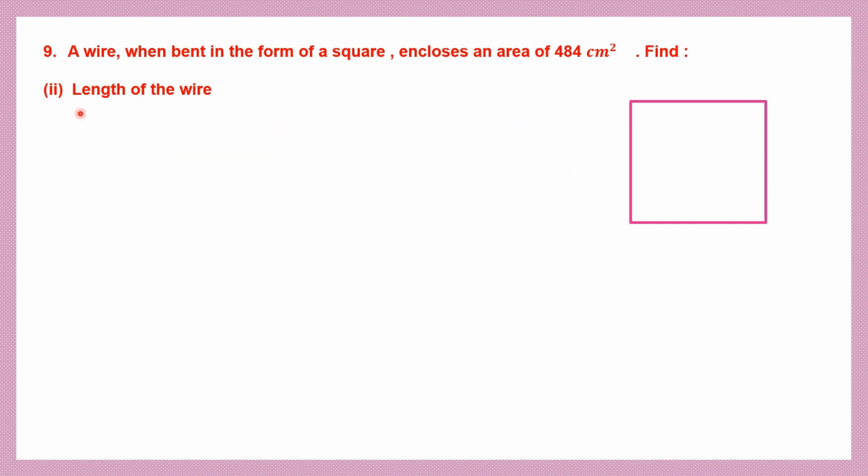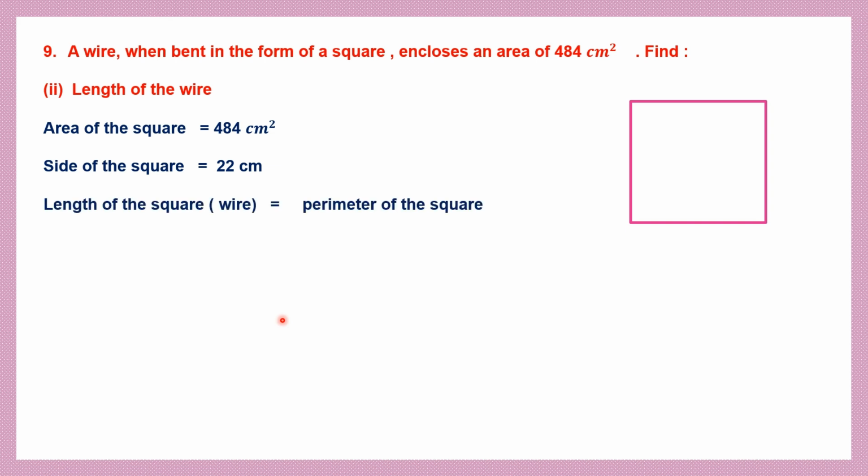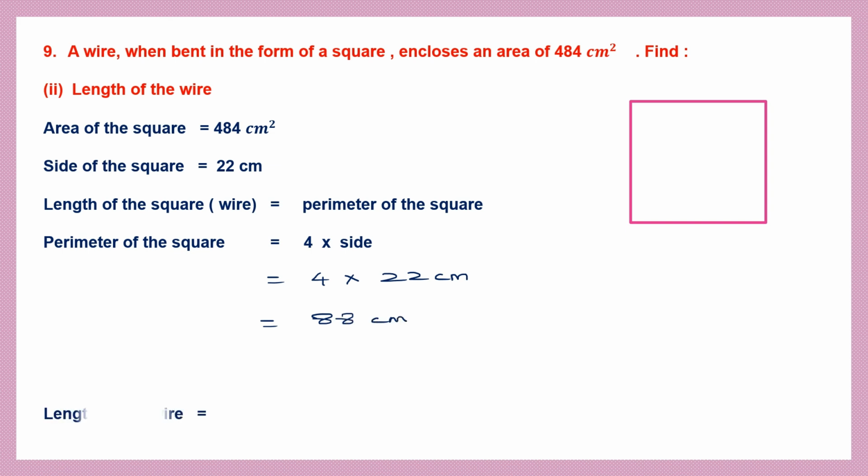Now let's go to the second. Now we've been asked to find the length of the wire. So the length of the whole wire is what is here, the square. That means we're talking about the perimeter. But what have we been given? We've been given the area, and we know the side of the square, and length of the wire is actually the perimeter of the square. And what is the formula to find the perimeter of the square? It is 4 into side. So let's do that. So perimeter is 4 into side, that is 22 centimeters. 4 into 22 is 88. So we have found the length of the wire, and that is 88 centimeters, which is equal to the perimeter. It's the same as the perimeter.